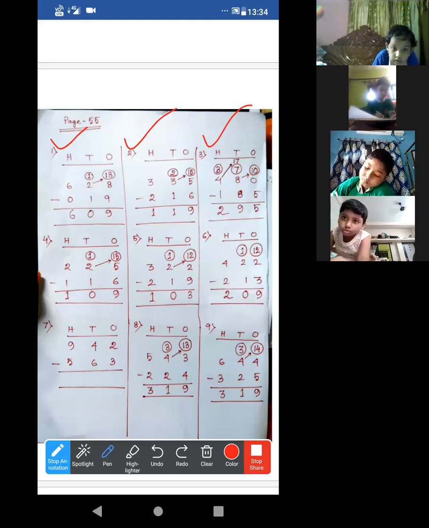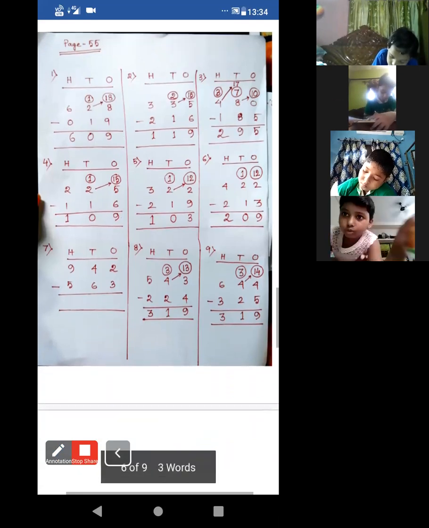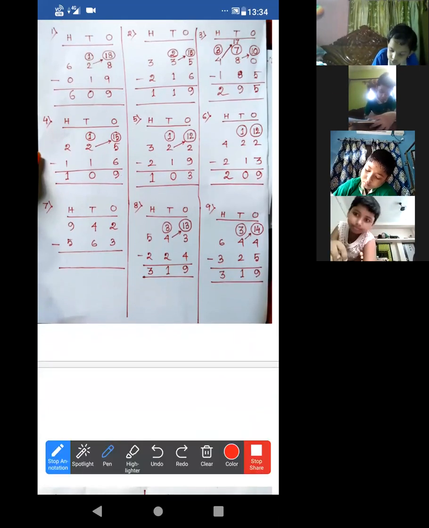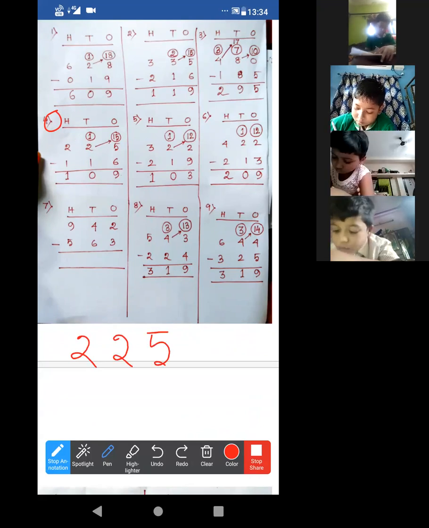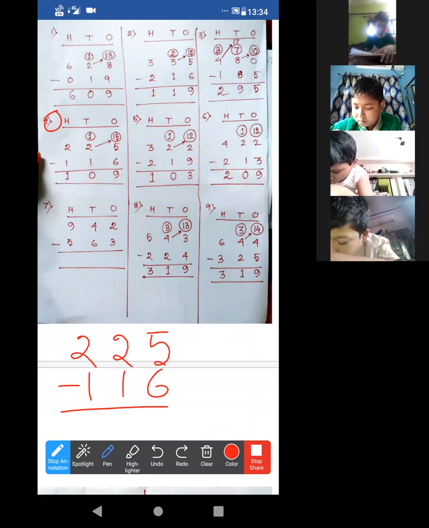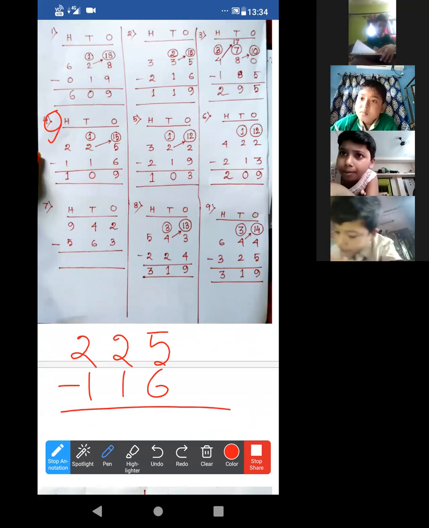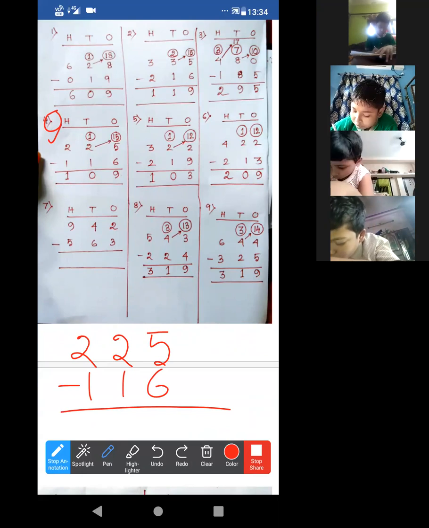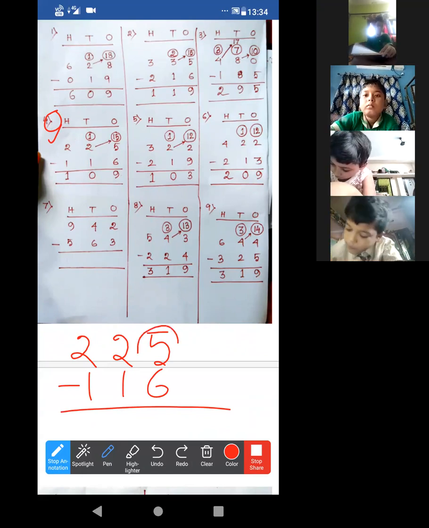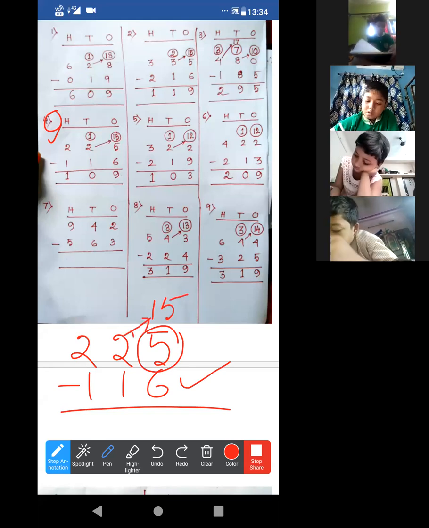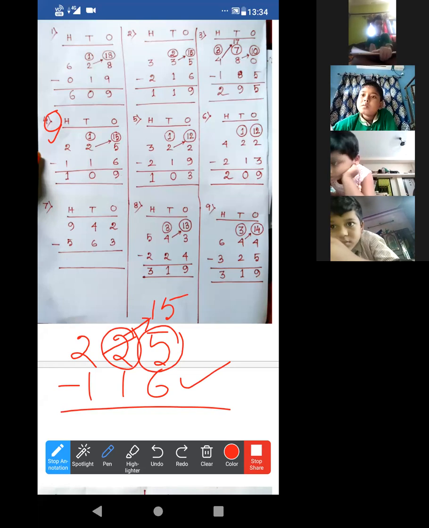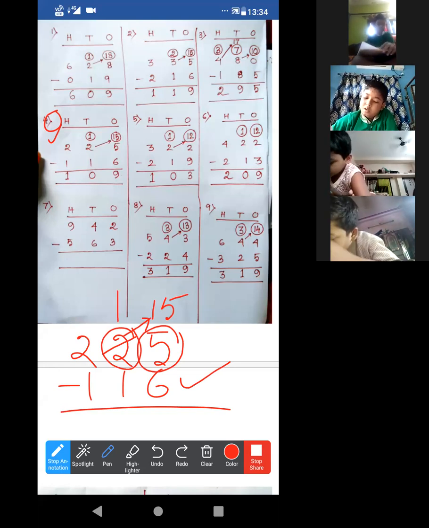Now let me explain the fourth one. It is 225 minus 116, right? I am explaining this fourth one. Look at this. This 5 is less than this 6, so we have to make it big. It will become 15. How? This one we have got from this 2. Now this 2 is becoming 1. Done. Now normal subtraction.